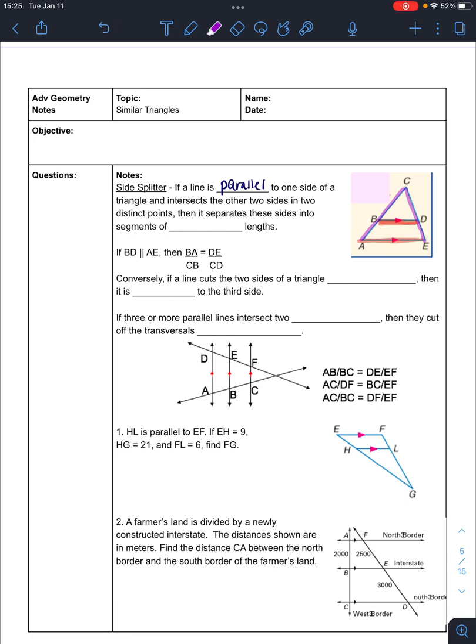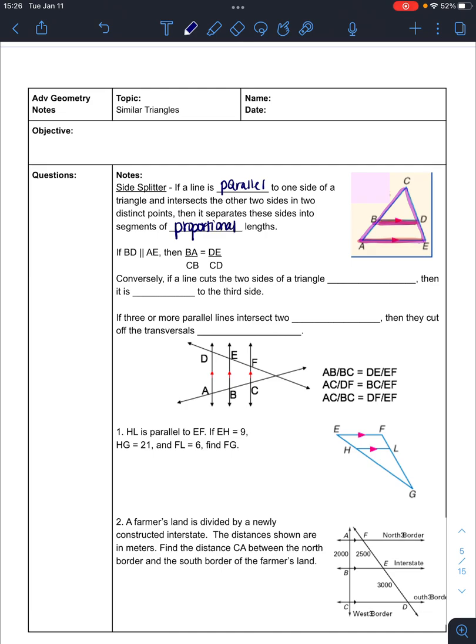There are two situations we're going to focus on today, the side splitter theorem and the triangle angle bisector theorem, and how it tells us how we can set up problems without directly knowing a similarity statement. So the side splitter theorem simply says that if a line is parallel to one side of a triangle, so if BD right here is parallel to the side of the triangle AE, and it intersects the other two sides, so BD intersects AC and CE, then it separates those sides, AC and CE, into segments of proportional length.